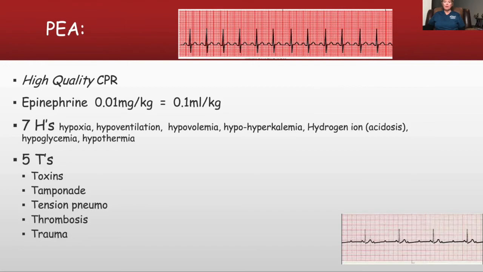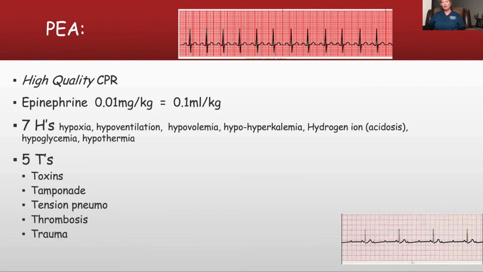PEA: if your patient doesn't have a pulse and you put them on a monitor and you see any kind of rhythm that looks like it should be an organized rhythm and should have a pulse but doesn't, that's PEA. PEA is a syndrome, not a particular rhythm. So if it looks wide, then of course you would consider it ventricular. But other than that, a pulseless electrical activity could look like sinus tach, sinus brady, sinus rhythm. High quality CPR, epinephrine, and you have to treat the cause.